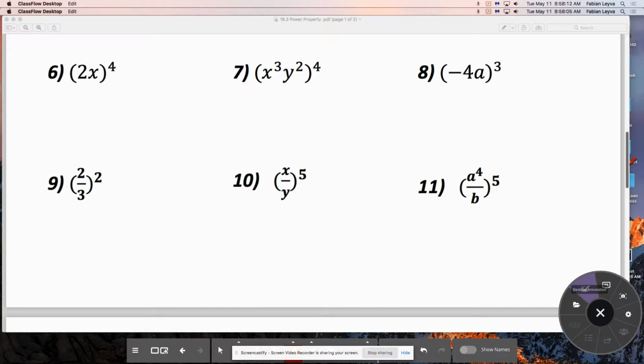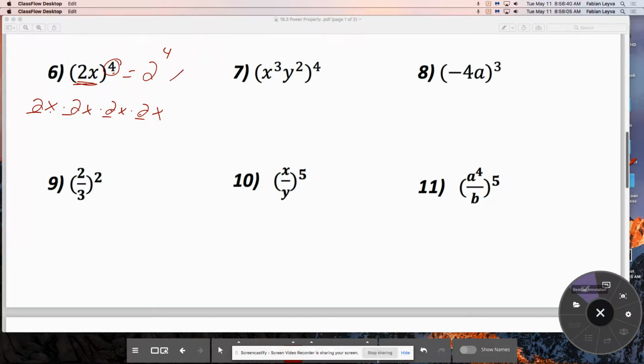So if I look at this problem here, notice that I have a base of 2x. 2x is getting raised to the 4th. So how many times am I multiplying 2x? 4 times. This literally reads out as 2x times 2x times 2x times 2x. So how many times am I multiplying 2? 1, 2, 3, 4. You're multiplying 2 four times. So that means that's 2 to the 4th.